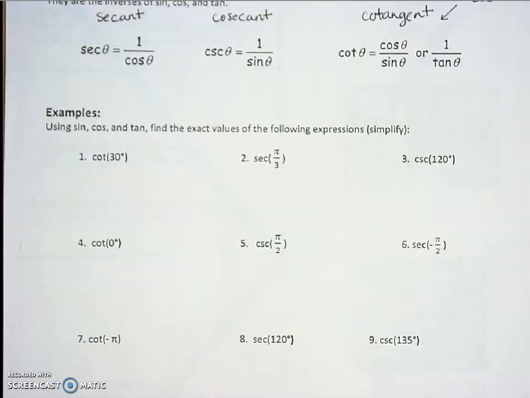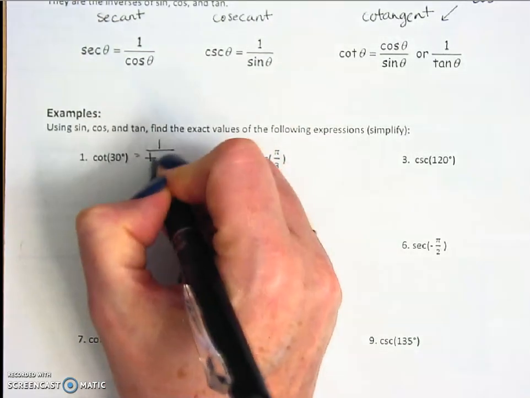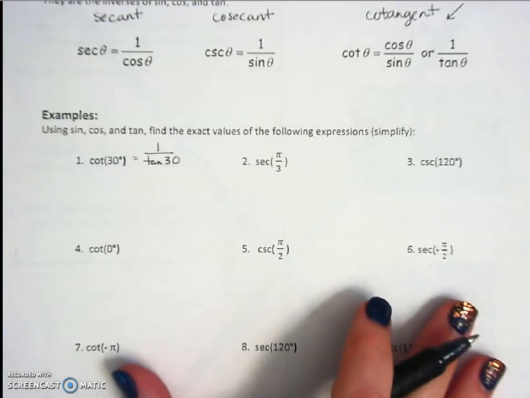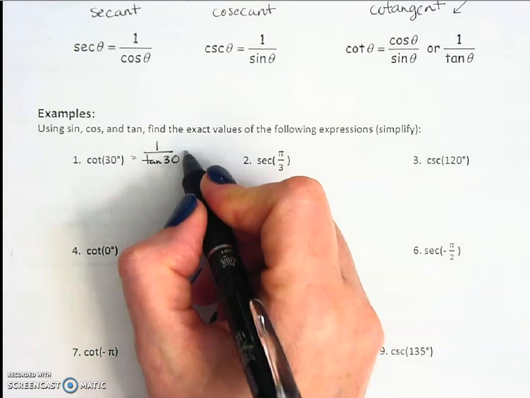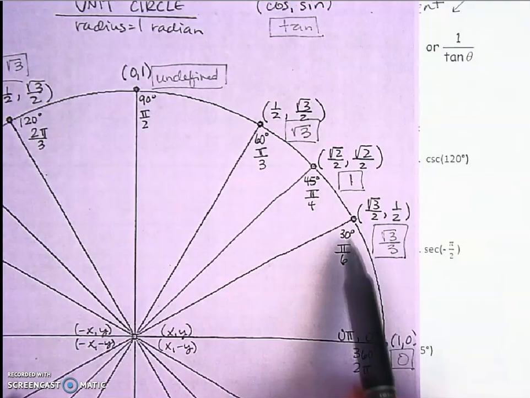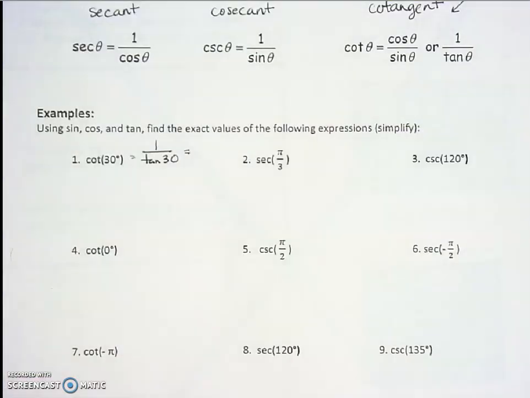So looking at number 1 here, we're being asked to find the cotangent of 30 degrees. So what that means is 1 over tangent of 30. And I'm going to show you a few ways that you can work with the tangent problems. So this way is just saying it's 1 over tangent of 30. And then I go to my unit circle and find 30 degrees. And the tangent of it is rad 3 over 3. So I will plug that in.